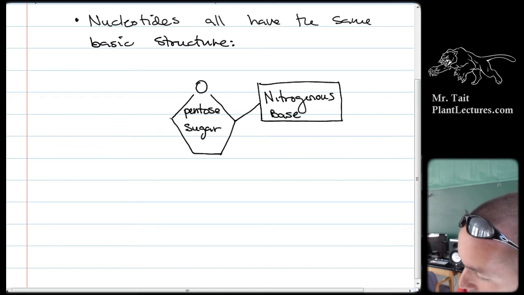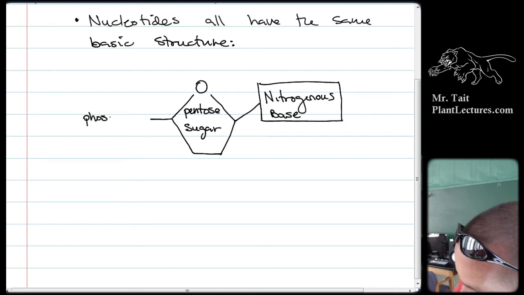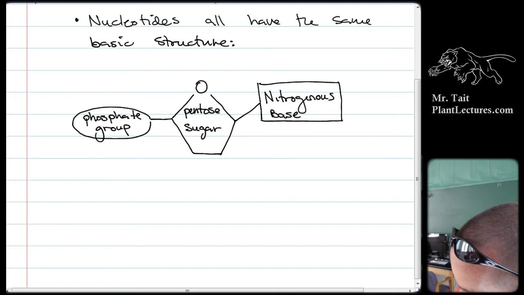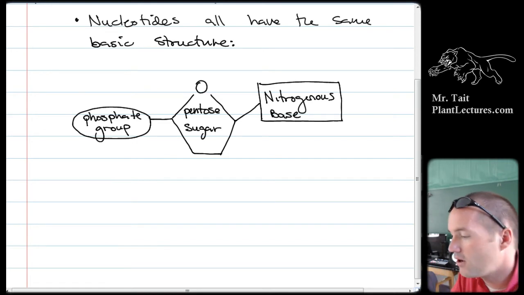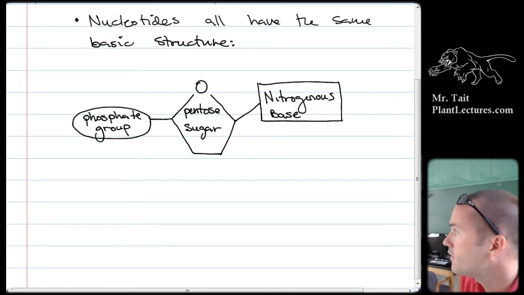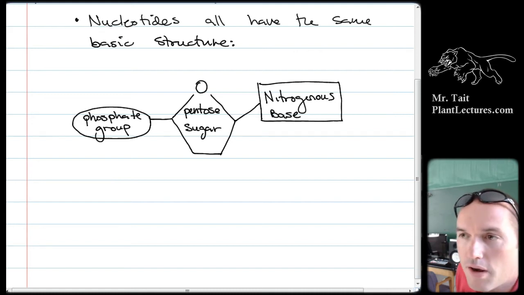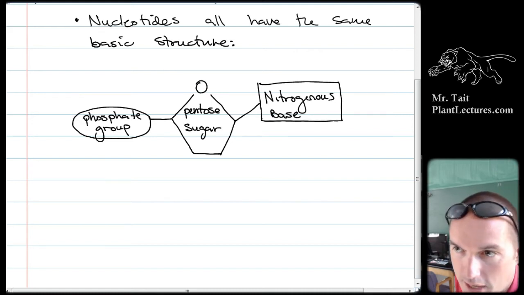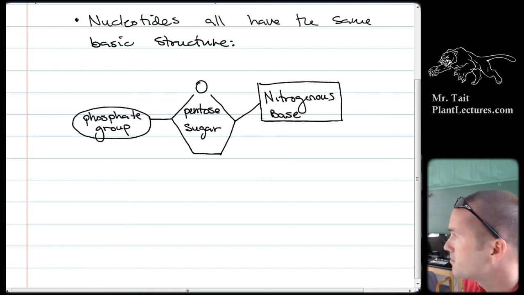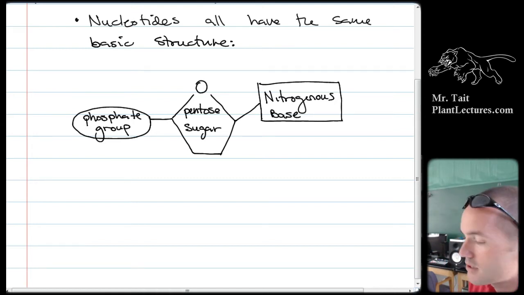Then we've got this other thing coming off of here, and that is a phosphate group. I'm going to draw that as an oval. Okay? And so all together, this thing would be called a nucleotide. But we know that there's not just one nucleotide. There are many different types of nucleotides. So what are the differences? Well, let's start with each of the parts.